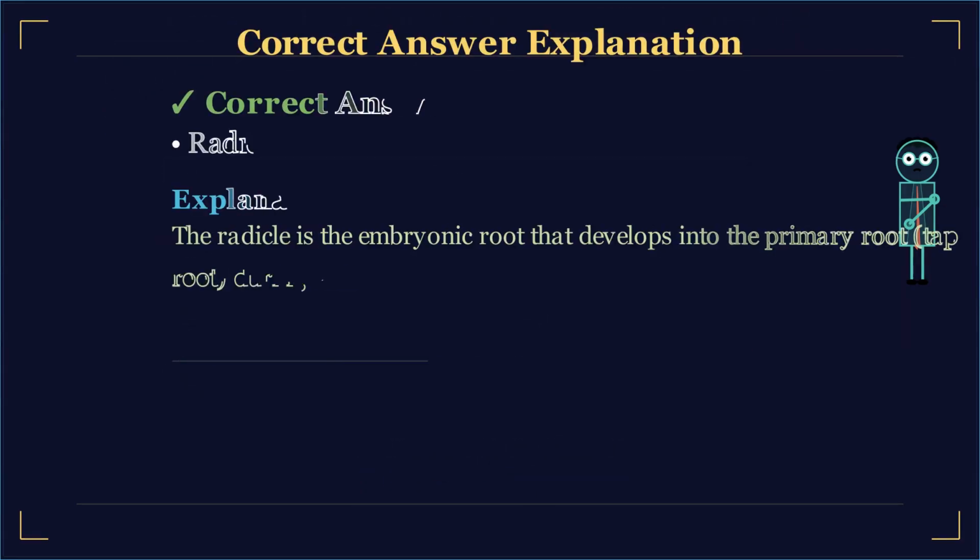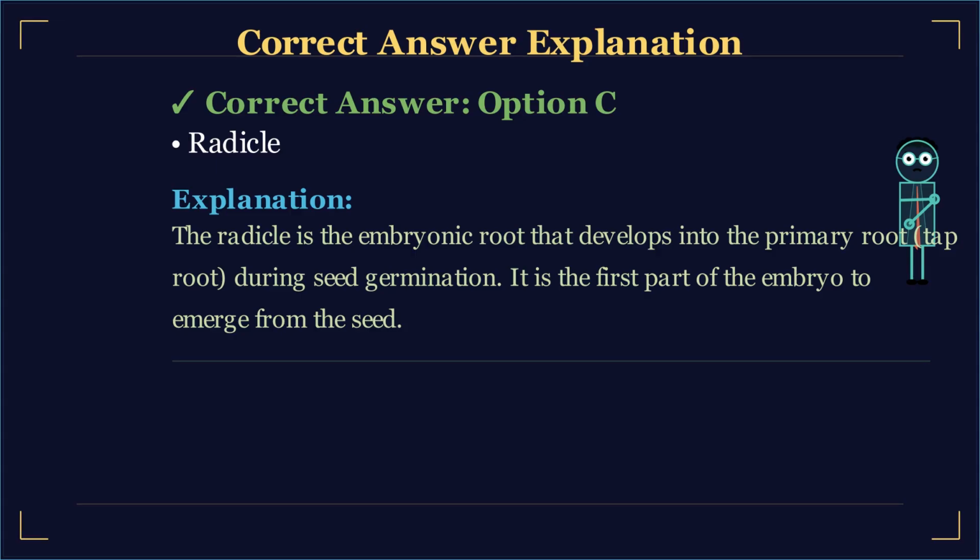Here's the explanation for the correct answer. The radicle is the embryonic root that develops into the primary root, the taproot. During seed germination, it is the first part of the embryo to emerge from the seed.